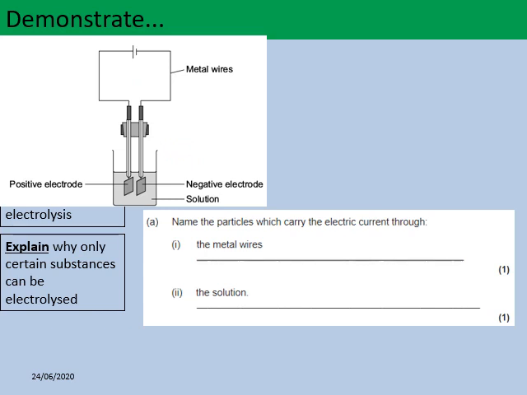Name the particles which carry the electric current through, firstly, the metal wires, and secondly, the solution. The answer to part 1, the particles that carry the electric current through the metal wires, is electrons. In metals, it's electrons that carry the electric current. In part 2, in the solution, it's ions. Those positive and negative ions that we saw in our setup are carrying the electric current.